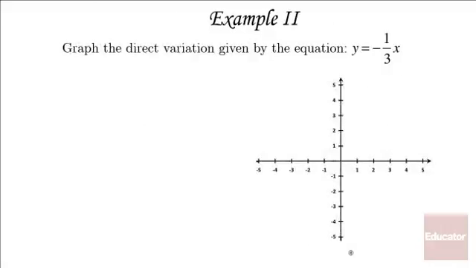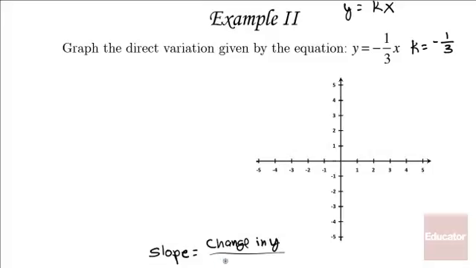Now we're going to do some graphing. Example 2. Graph the direct variation given by the equation y equals negative 1/3 x. This equation is in the form y equals kx. Remember that in this case, k is the slope. So here, the slope equals negative 1/3. Recall that slope equals the change in y over the change in x.